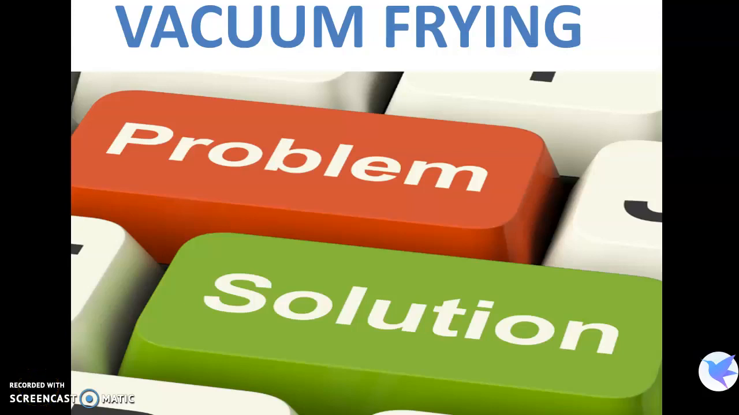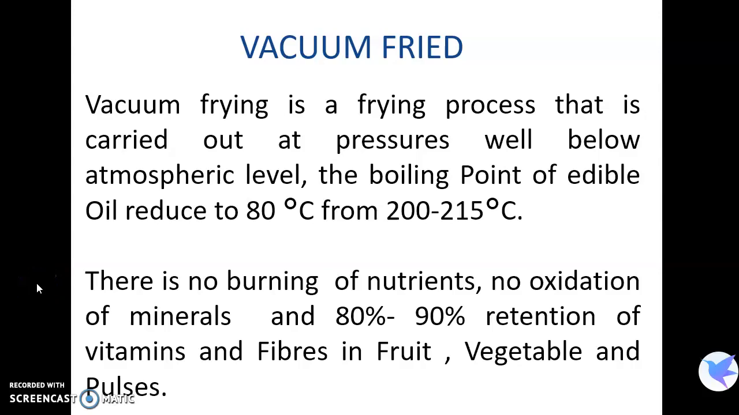Vacuum frying is used to solve the problem of irregular or not uniform color of food produced by shallow frying and high oil absorption and chemical and physical changes of the oil. Vacuum frying is a frying process that is carried out at low pressure below atmospheric level, and low temperature. Hence, the nutrient loss and oxidation are reduced.